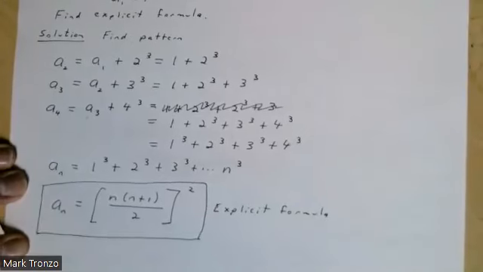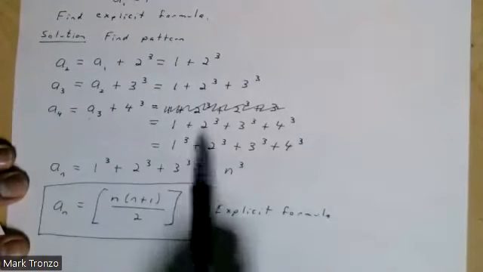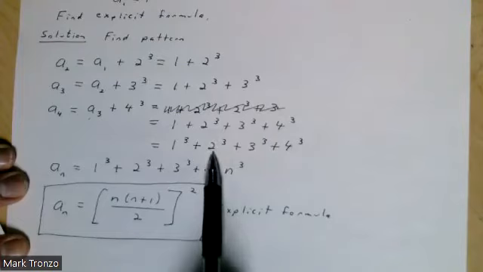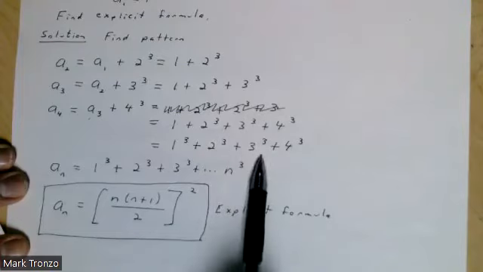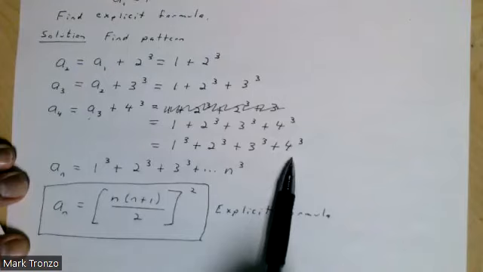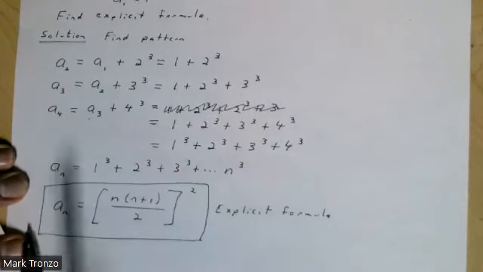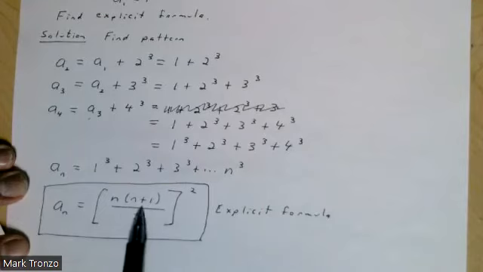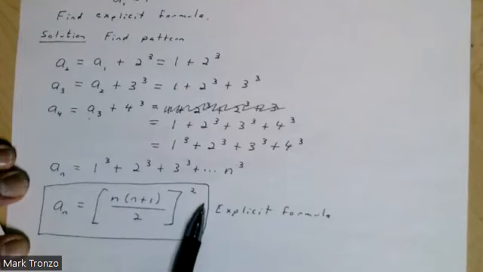And we could check it real quickly. We have a 4 here. A4 sums up to 1 plus 8 plus 27 plus 64, which is 100. So A4 should be 100. So let's put 4 in here. So we have 4 times 5, which is 20. Divide 20 by 2, that's 10. And we square it, we get 100.